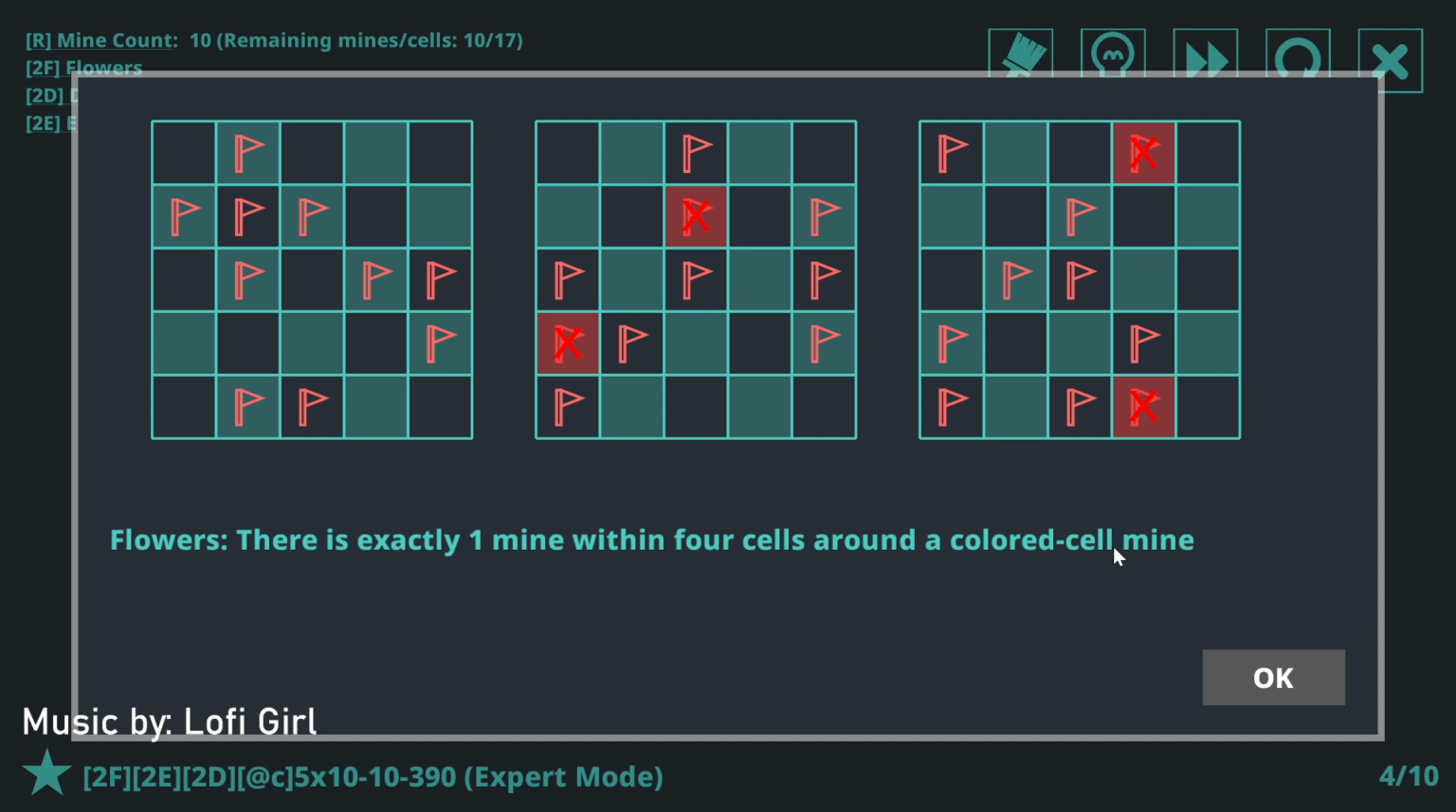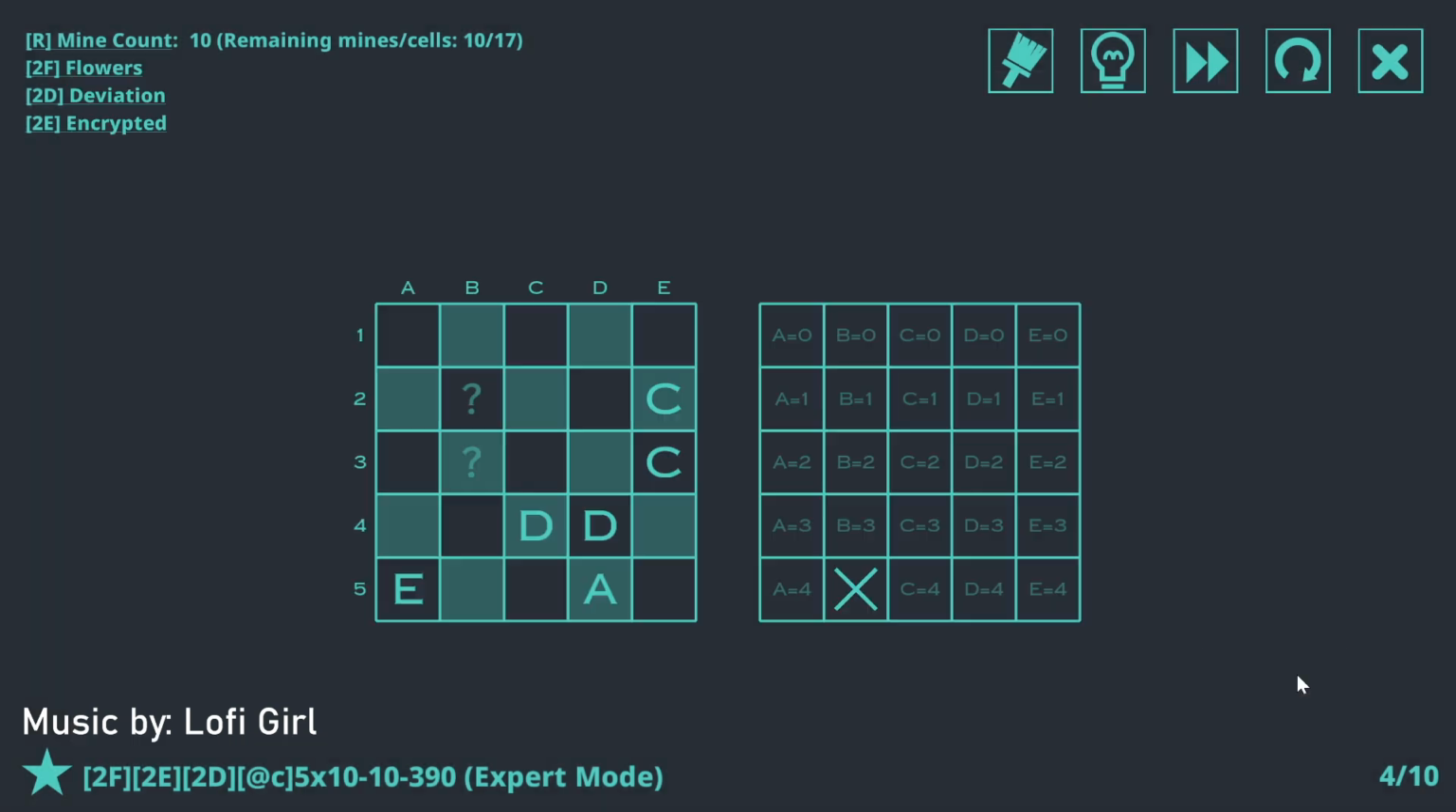So you can see here, this colored cell being the lighter cell here has exactly one mine around it. This has exactly one mine around it. This has exactly one mine around it. And this only applies to colored cells. The dark cells can have any number of mines around them, including 0. Colored cells must have exactly 1 though. They can't have 0. They can't have 2, 3, or 4, or whatever. But darks can have anything. And apparently this leads to some very flower-looking patterns, I guess.